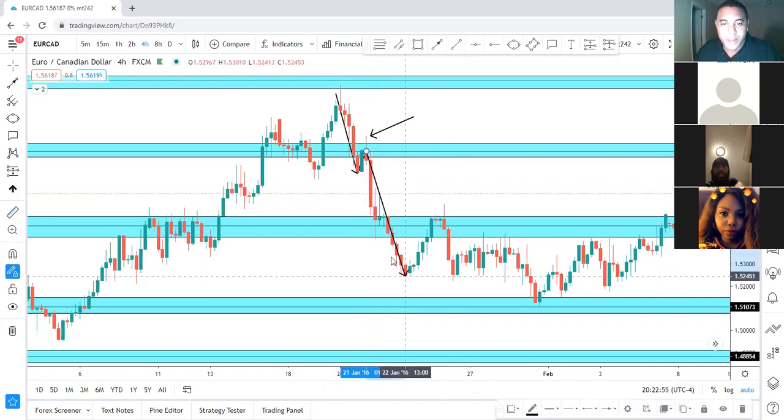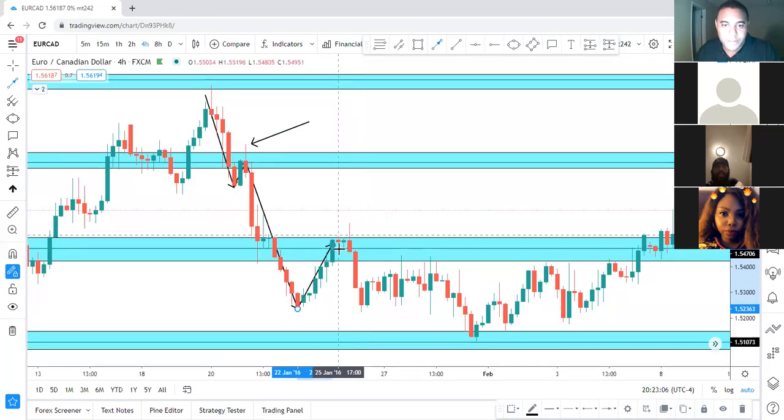We get a break. Price clearly breaks this support level. Previous resistance. Price was trying to find support here. It broke through. Price went back up. It tried on this candle to go up, closed below.